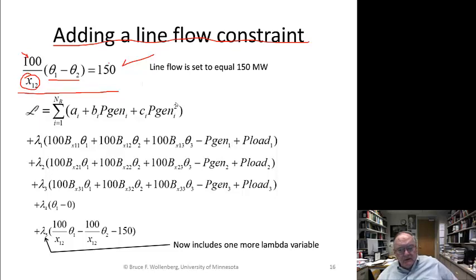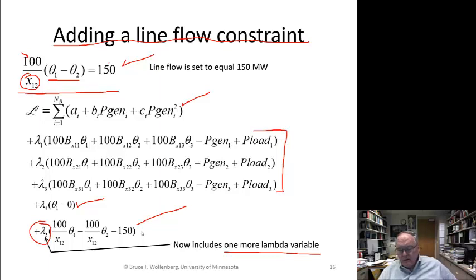Here's my statement of the problem again. Sum of the power flows. There's one of these per bus. That's the net equation for each bus. Here's my reference bus phase angle equation, and here's my limit equation over here. And now I had to add lambda 5. So it includes one more Lagrange variable, because I've added one more constraint to the problem.